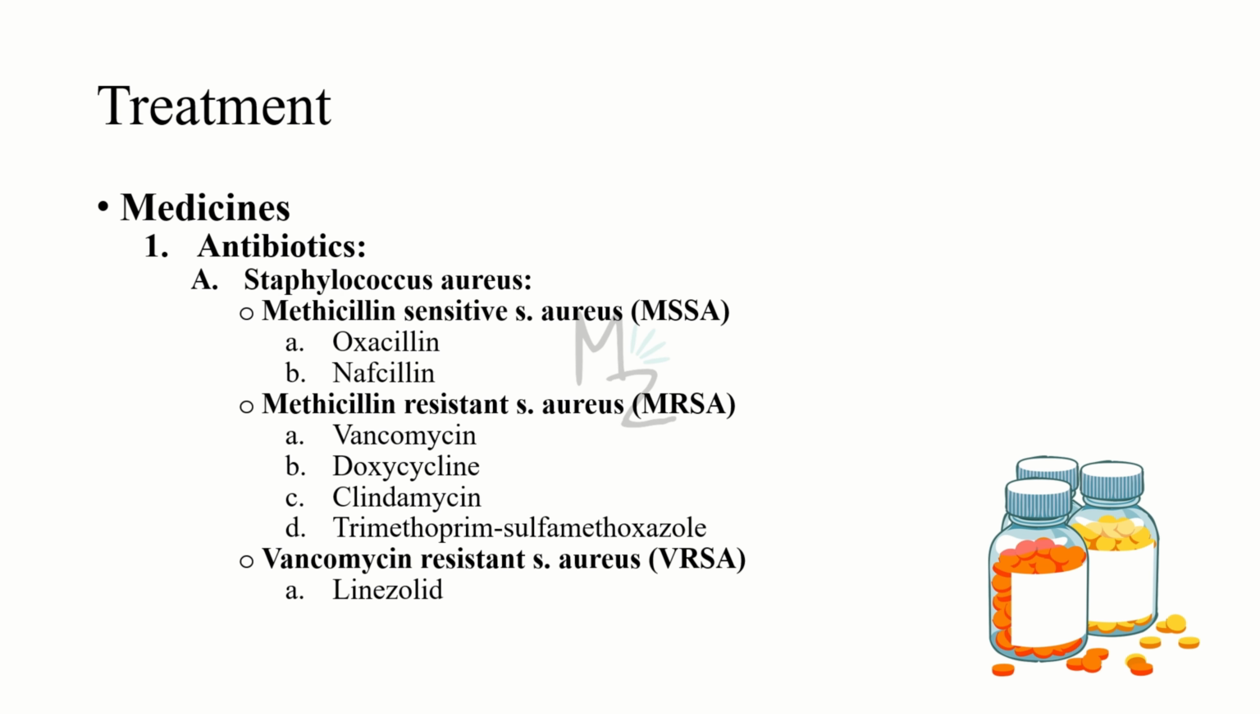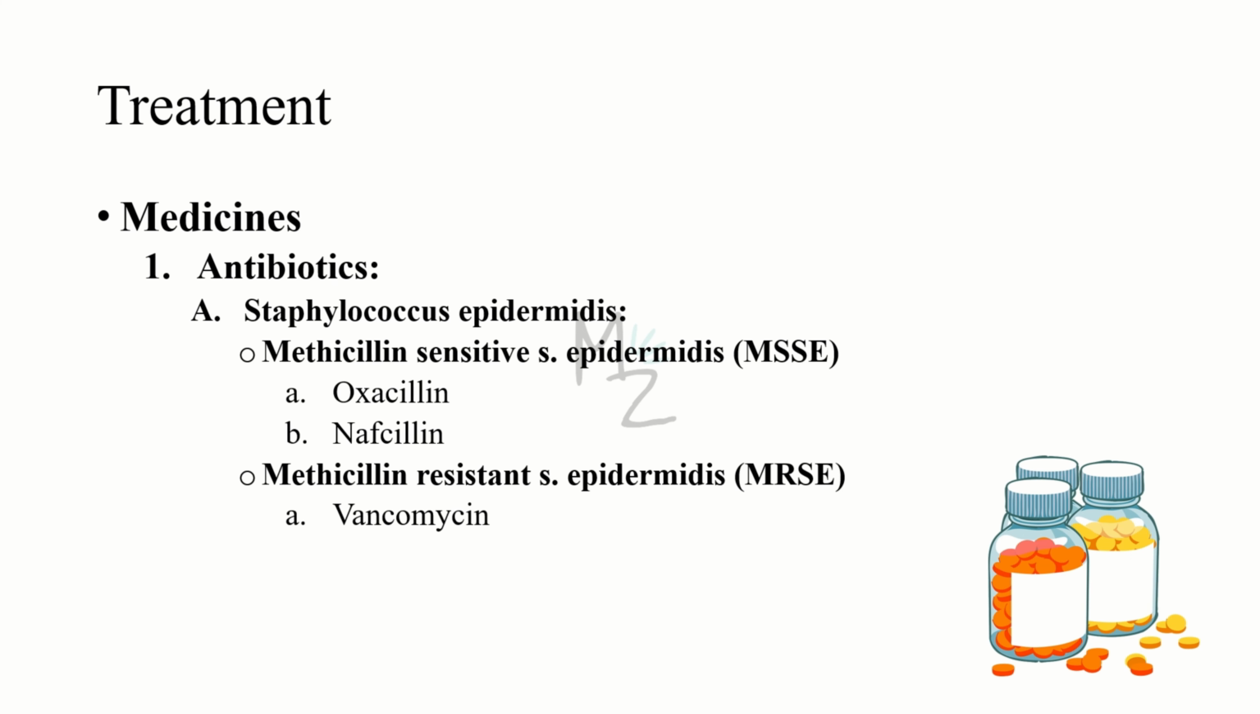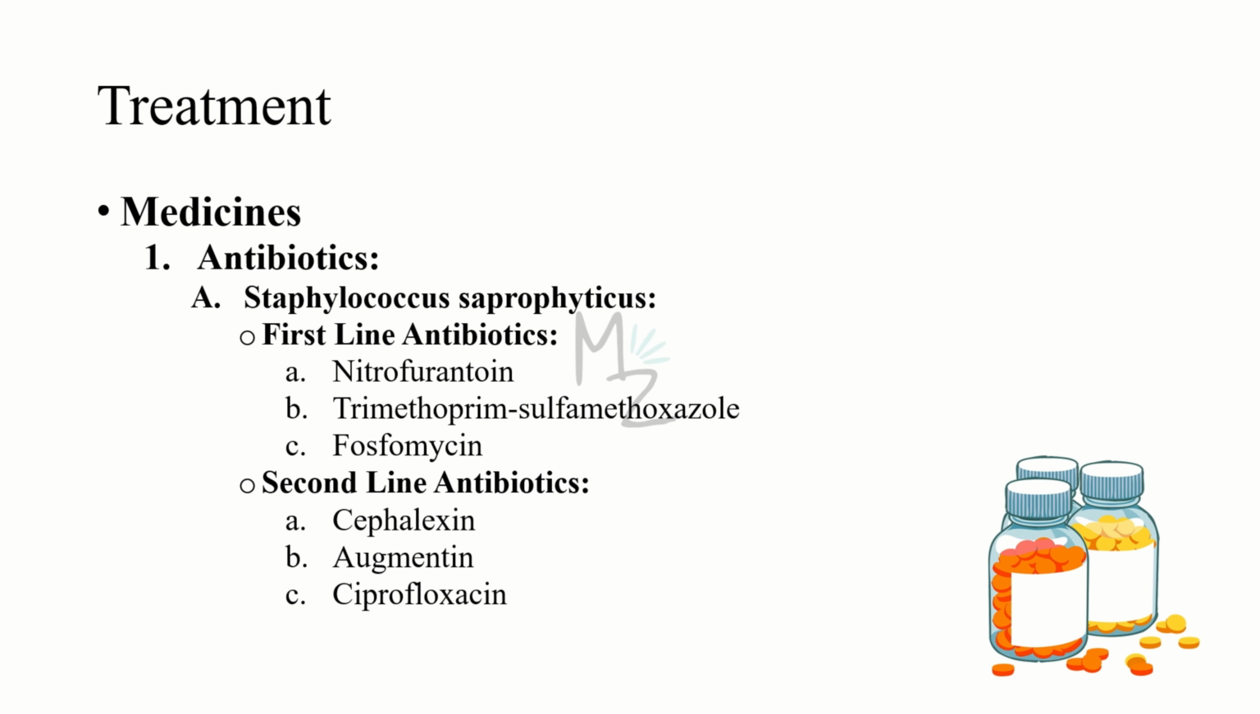It is linezolid. For Staphylococcus epidermidis, antibiotics are classified into methicillin sensitive Staph epidermidis, which includes oxacillin and nafcillin, and the other one is methicillin resistant Staph epidermidis, which includes vancomycin. For Staphylococcus saprophyticus, antibiotics are classified into first and second line antibiotics. First line antibiotics include nitrofurantoin, trimethoprim sulfamethoxazole, and fosfomycin. The second line antibiotics include cephalexin, augmentin, and ciprofloxacin.